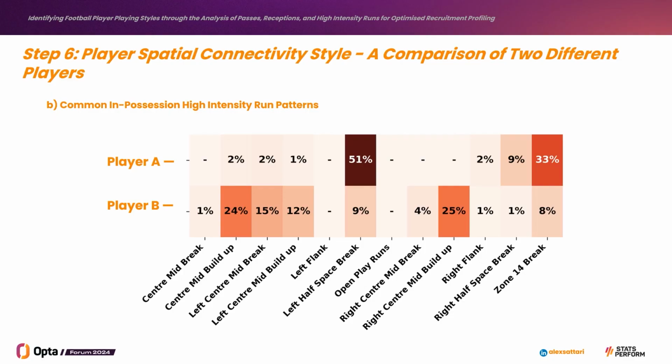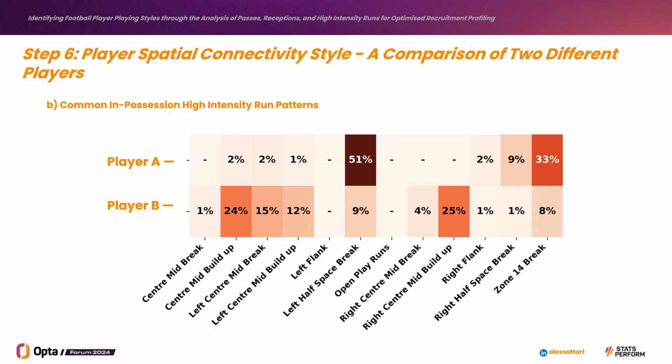Now let's compare their in-possession high intensity runs. We can see that player B has only 9% of left half space break compared to the 51% of player A, and only 8% of the zone 14 break compared to the 33% of player A. But he has more of the build-up runs, like center mid build-up, 24%, and right center mid build-up. So it's more of a midfielder that helps build up and not really contributing to the attack.